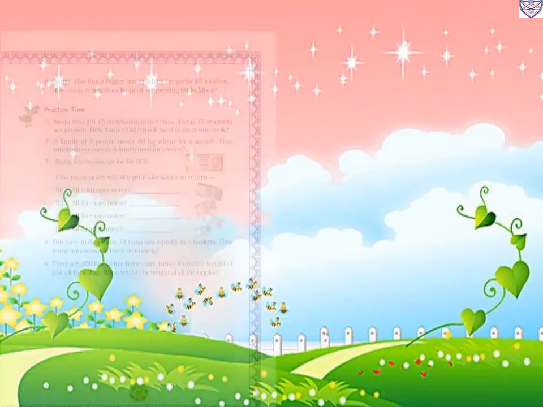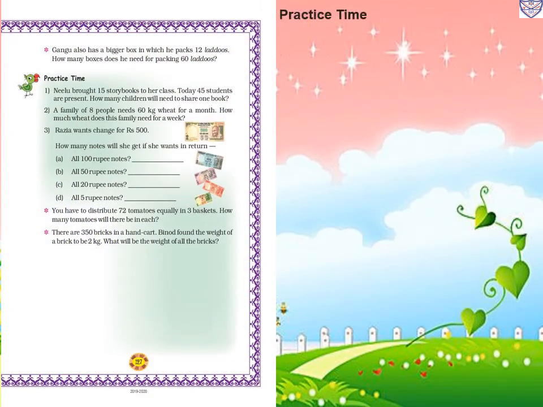Now same page, practice time. Neelu brought 15 story books to her class. Today 45 students are present. How many children will need to share one book? Neelu brought 15 story books, and in her class how many students are present? 45. So how many children will share one book?